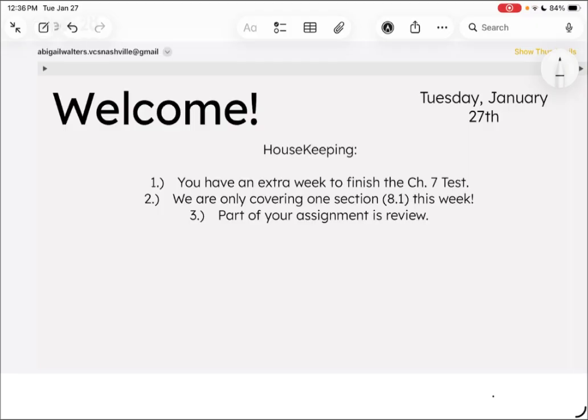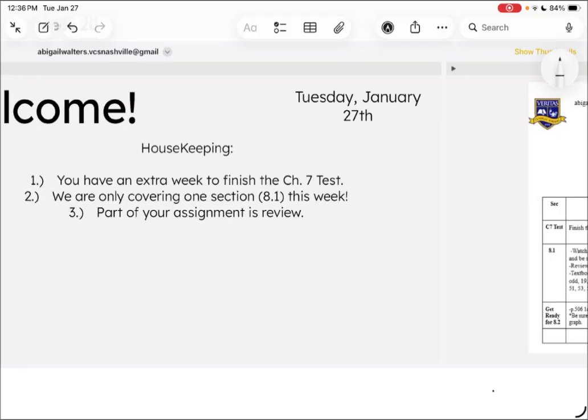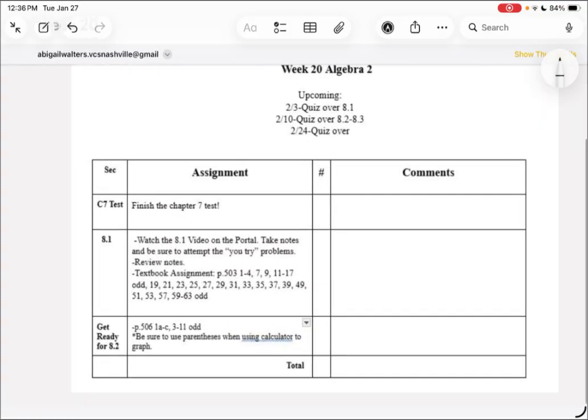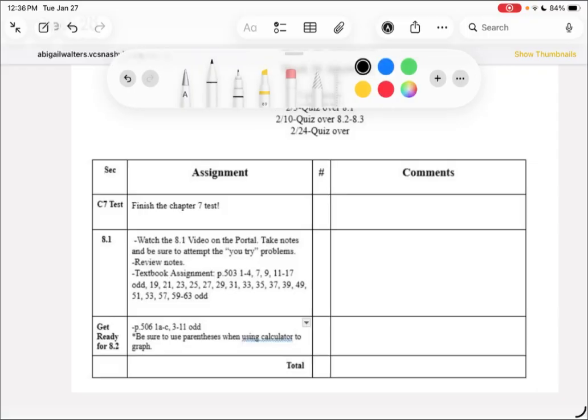And part of your assignment for this week is review. So let me show you on your assignment sheet. All of this is posted on the portal, by the way. So the first part of your assignment is, like I said, finish your chapter 7 test. If you haven't, please make sure you show work for everything. If there's no work shown for a problem, you will not get credit. Okay, I put that at the top of the test.